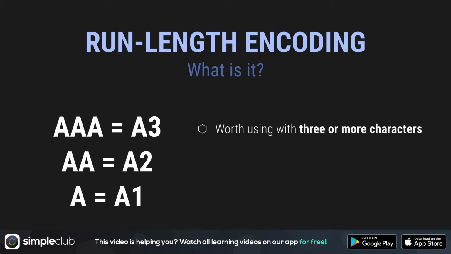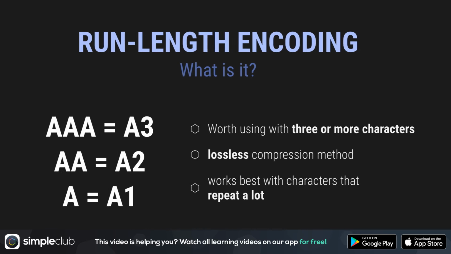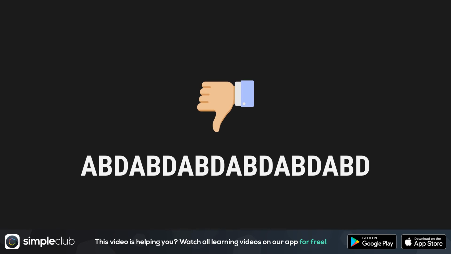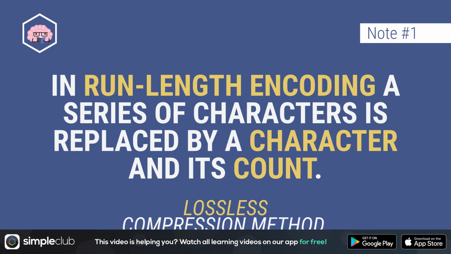It's also important to know that run length encoding is a lossless compression method. So nothing gets lost in transmission, and it's possible to completely restore the original message. And this method works best when you have characters that repeat over and over. So it'd work really well for this sequence, but not so well for this one. So for now, what you need to know is that run length encoding replaces a series of repeating characters with a character and its count. Also, that it's a lossless compression method.